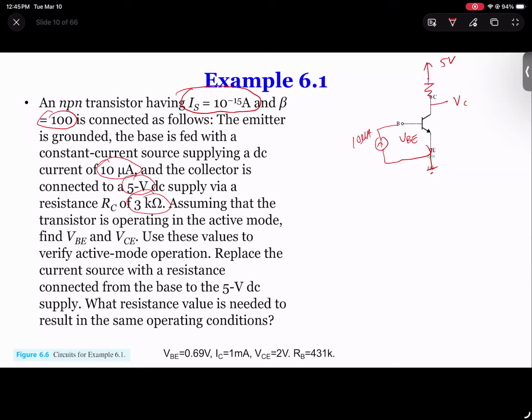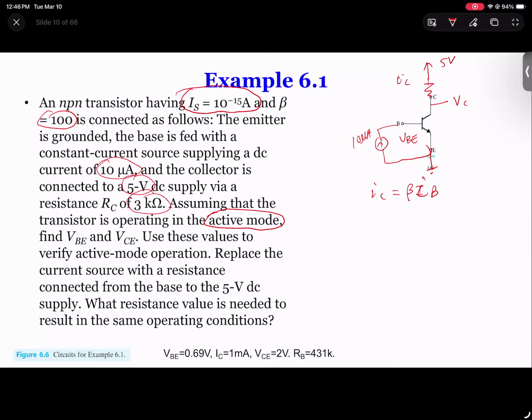Looking at this problem, it did say that this transistor is going to work in active mode. So it is in active mode. Basically, what it says is that IC is equal to beta times IB. So when it says active mode, that's what it means. In the next few slides, we're going to see there's a condition called saturation where IC is no longer beta times IB. But we'll deal with that later. Right now, let's focus on active mode.